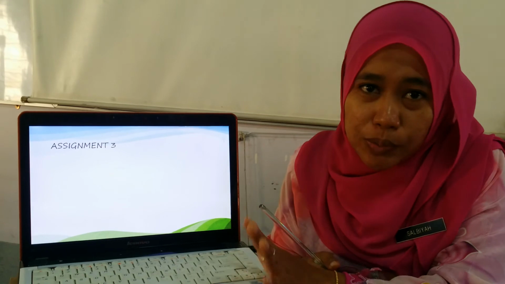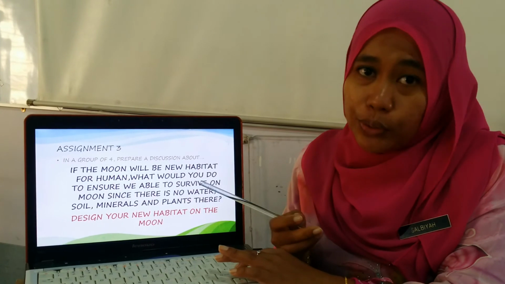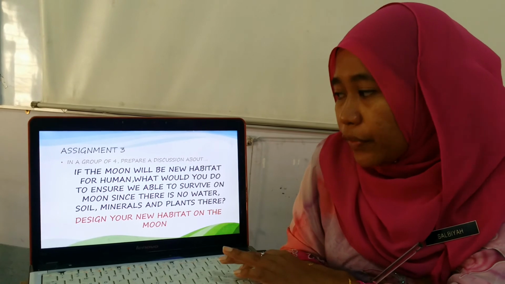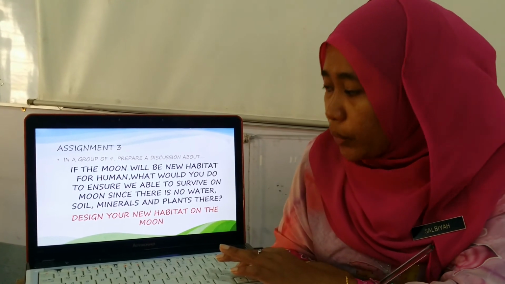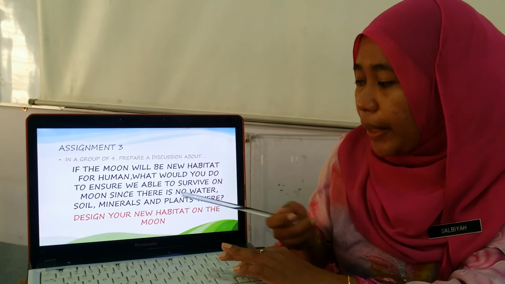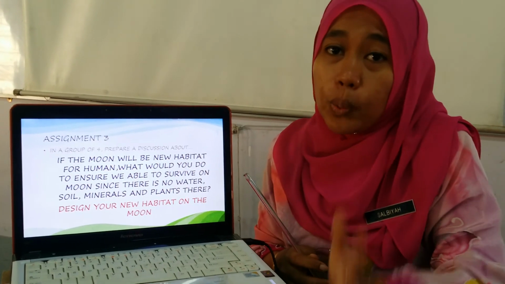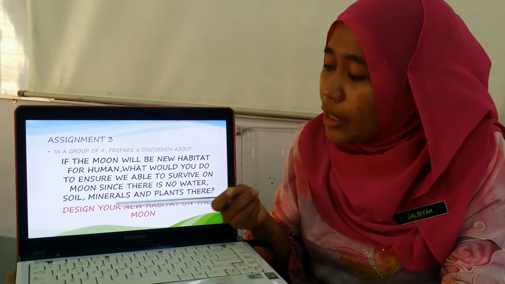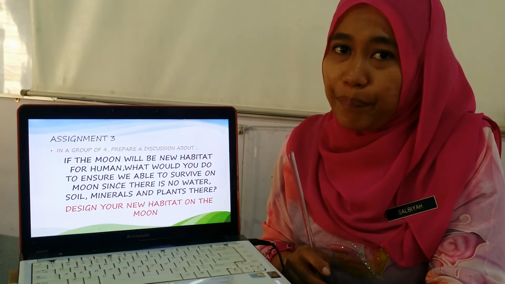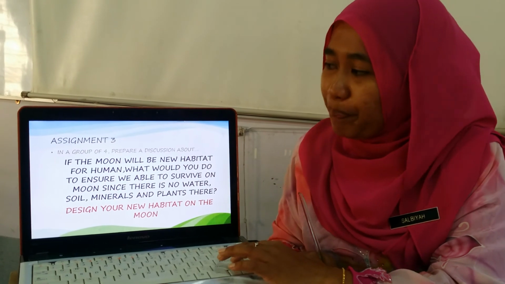And also number 3, this one is the most interesting part. In a group of 4 also, you are going to understand and answer this question. If the moon were the new habitat for humans, what would you do to ensure we are able to survive on the moon, since there is no water, soil, minerals and plants there? So we are going to live on the moon. Bored with our earth, so we are going to the moon. You are going to design your new habitat on the moon. How does it look? This will be the hebat question that we will see in our class later.